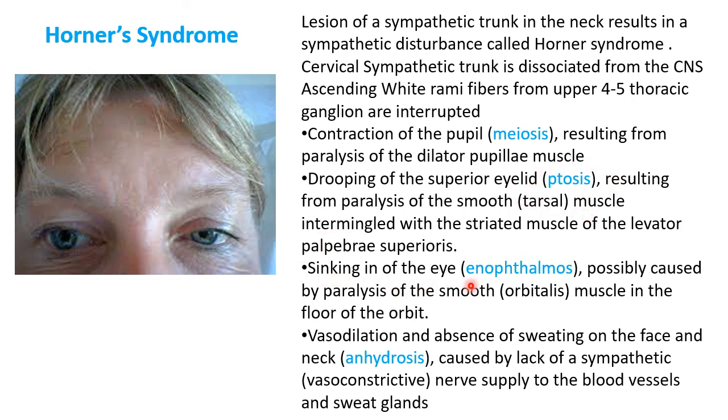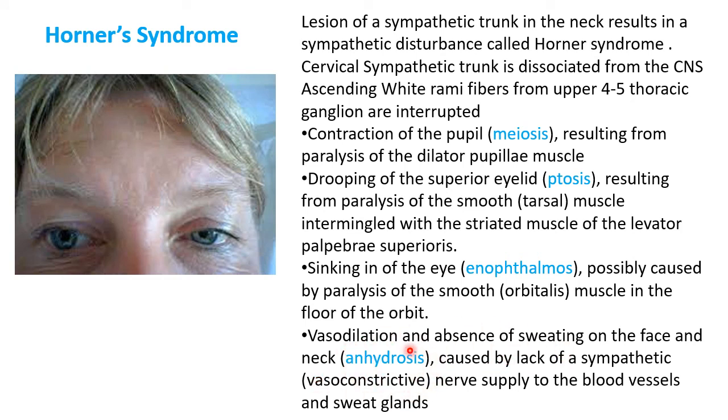The sinking in of the eye takes place again due to paralysis of the smooth orbitalis muscle in the floor of the orbit. This is known as enophthalmos. Vasodilation and absence of sweating on the face and neck, because the rami which were going along with the cervical nerves, especially from C1 to C4, were basically supplying the head and neck area. There is vasodilation and absence of sweating on the face and neck.